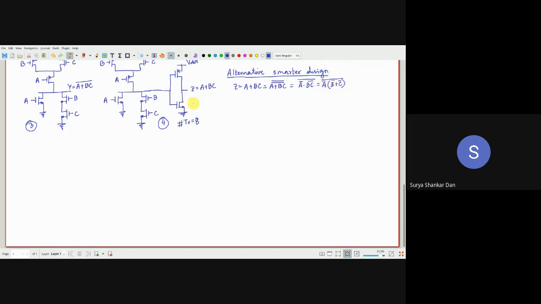Just keep in mind that both true and inverted logic values are available simultaneously.